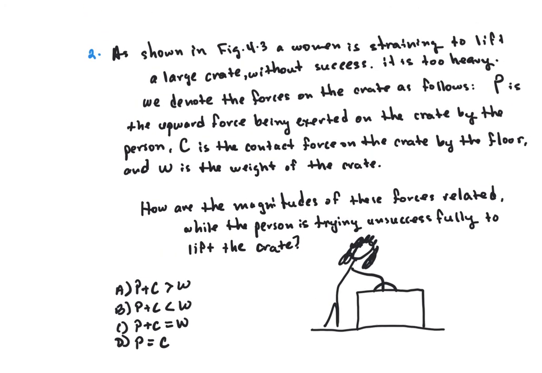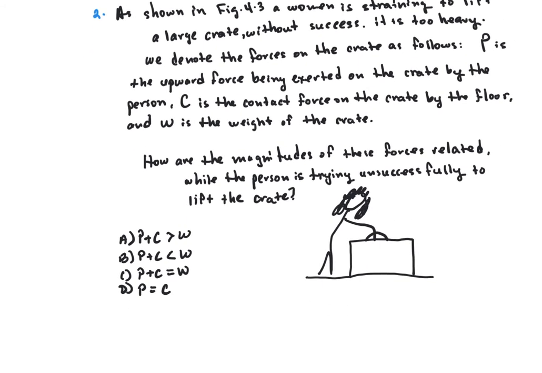It says, a woman is straining to lift a large crate without success. It is too heavy. We denote the forces on the crate as follows. P is the upward force being exerted on the crate by the person. C is a contact force. So C will be this right here. Contact force between the crate and the floor, and W would be the weight of the crate.